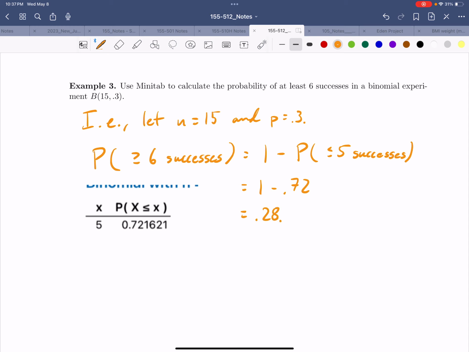Okay. So the probability that we get 6 or more successes with only a 30% success rate is about 0.28. And that's what we've got.